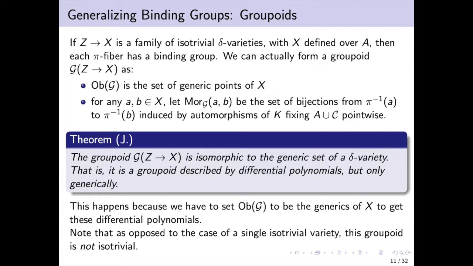William has a question. Sorry, when you talk about generic, over what ground field? When I say generic, I always mean over the field that I use to define X, the field of definition. If I don't say anything, that's what I mean. Okay, so the theorem is that in that case, this groupoid is definable, though not exactly a delta variety, it's a generic set of a delta variety. So it's described by differential polynomials, but only generically. We don't really know what happens outside of generic points.